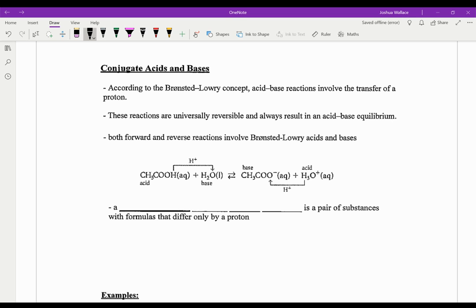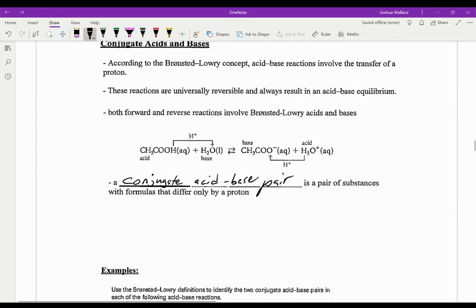So here we have acetic acid, CH3COOH. It is donating an H to the base, which is water, and the water is accepting that H+. And then if we go the other way, we see that our acid is H3O plus and our base is CH3COO minus. So a conjugate acid-base pair is a pair of substances with formulas that differ only by a proton.